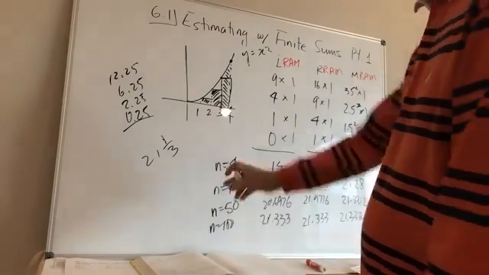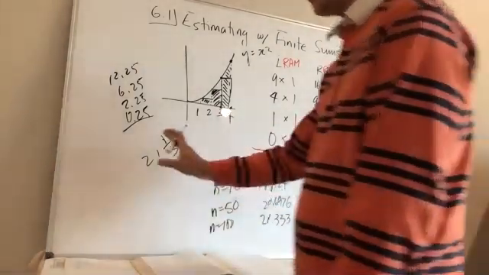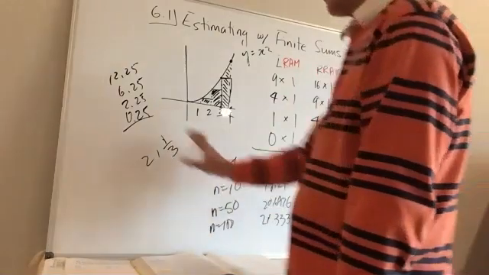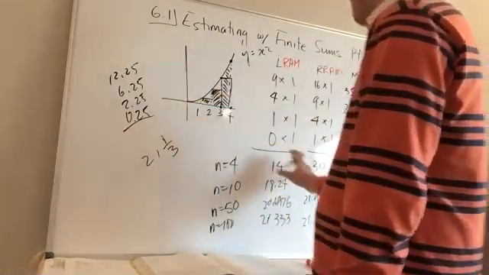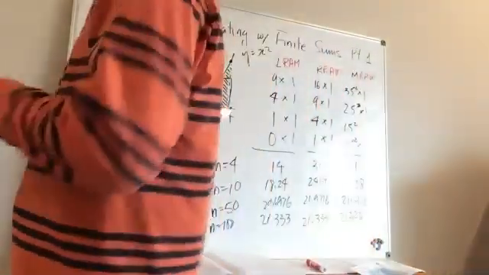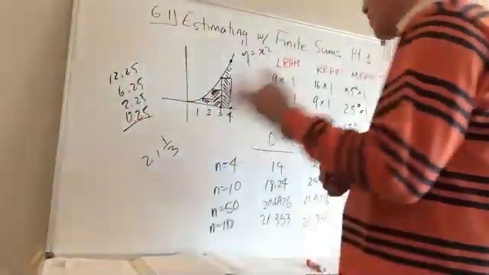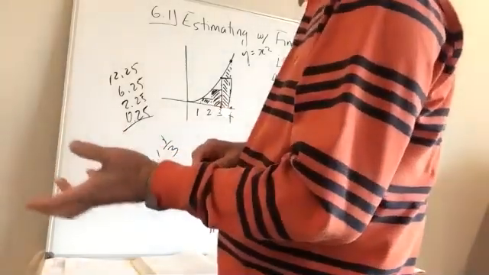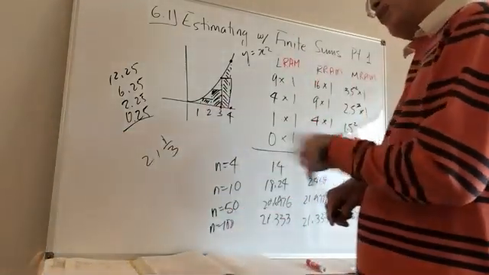Okay, and we'll find out what that is later on, okay? But this is how you would do LRAM, MRAM, and RRAM, okay? So can I say that LRAM is always going to underestimate and RRAM is always going to overestimate?